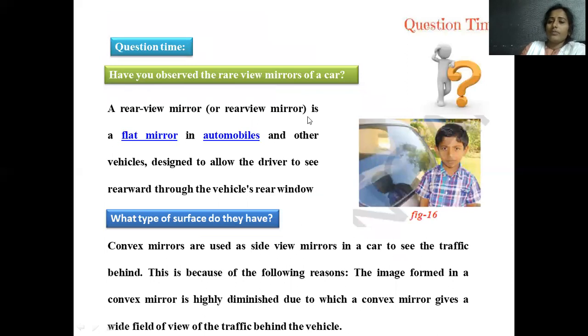And there is another question we are going to discuss here. Have you observed the rear view mirror of the car? In the car, you can find two kinds of mirrors, concave and convex both. When you observe the side mirrors, those are bulged outside, and those are said to be convex mirrors. The mirror which is present in front of the driver is a flat one with slight curvature, and that is said to be a concave mirror.